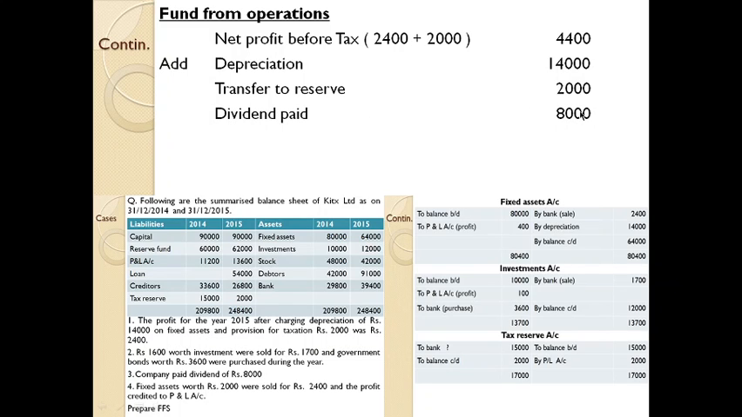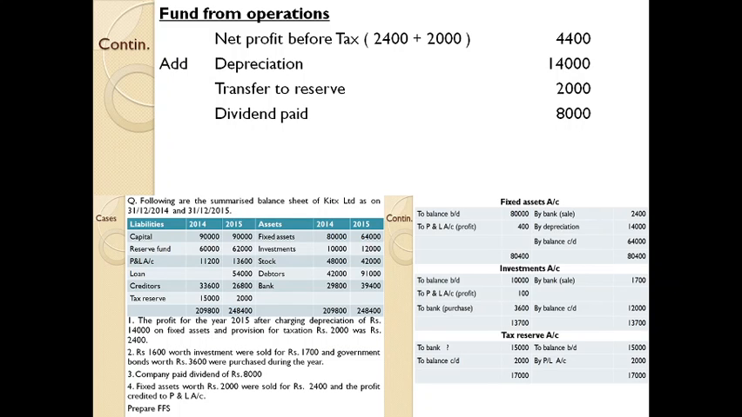While preparing fund from operation, we have to be very cautious. I hope you understand why we added this 2,000 earlier. There is no rule that you have to add this 2,000 here. Instead, you can begin with 2,400 and write down provision for tax as 2,000 here. Both steps remain and affect the same. That's up to your discretion. I am just showing a pattern of computation.